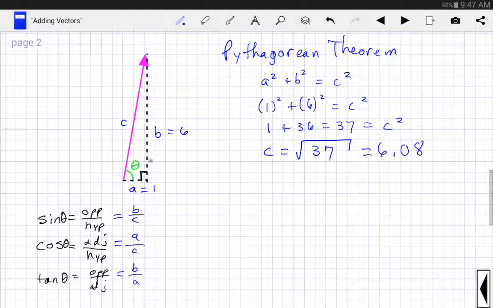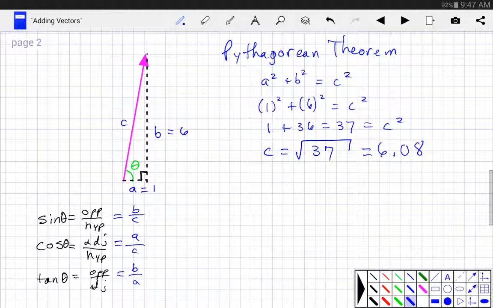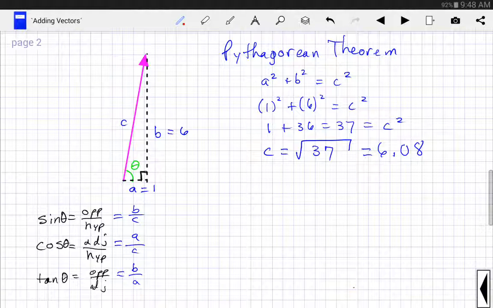So if I want to find theta, I have exact values 6 and 1 for A and B. So that's the best one to use to find the angle. So I will use them. I will have tangent of theta equals B over A equals 6 over 1. Now I want to get theta by itself.